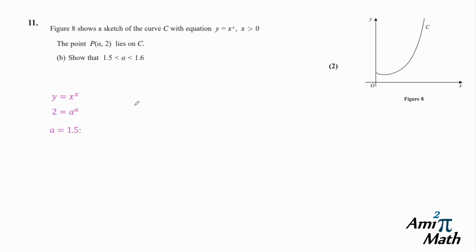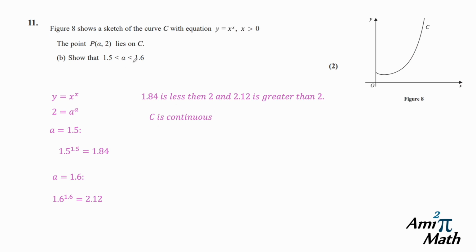And then when alpha equals 1.5, you put 1.5 into this here. So you get 1.5 to the power of 1.5, which gives you 1.84. And when alpha equals 1.6, you get 1.6 to the power of 1.6, which gives you 2.12. And 1.84 is less than 2, and 2.12 is greater than 2. And obviously this is your point here where the y coordinate is 2. Because C is continuous, this means that this value should lie between these two limits.